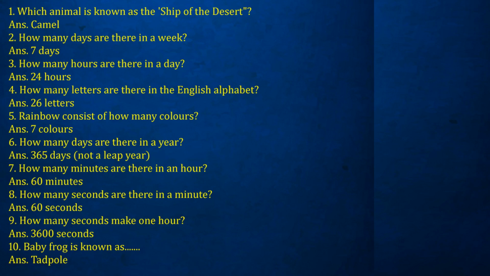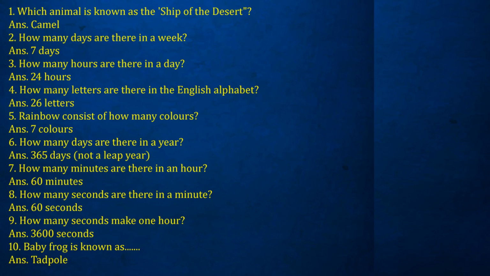1. Which animal is known as the ship of the desert? Ans. Camel. 2. How many days are there in a week? Ans. 7 days. 3. How many hours are there in a day? Ans. 24 hours. 4. How many letters are there in the English alphabet? Ans. 26 letters. 5. Rainbow consists of how many colors?